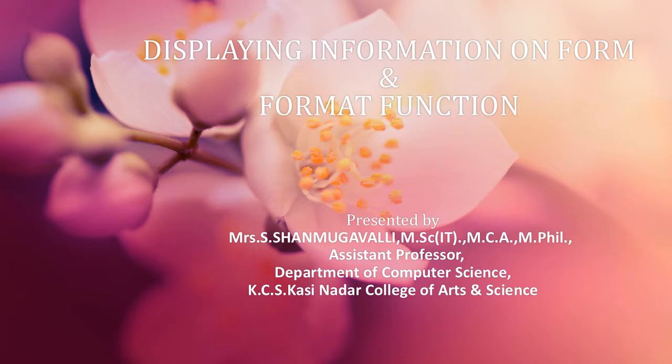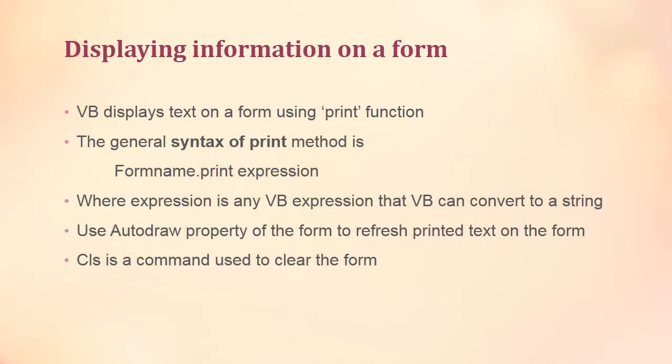Today in this video, we are going to see how to display information on a form and what format functions are available in VB. Displaying information on a form. In VB, to display anything in the form, we use the print statement. The general syntax for the print statement is form name dot print followed by the expression. To print anything in the form, we must first set the AutoRedraw property to true. If the AutoRedraw property is false, we can't print anything in the form. To clear the form, we use the command CLS.